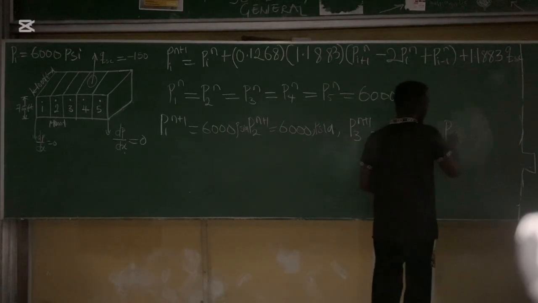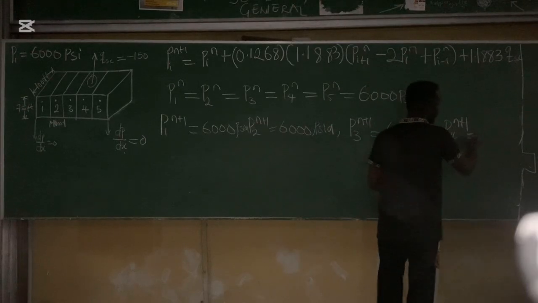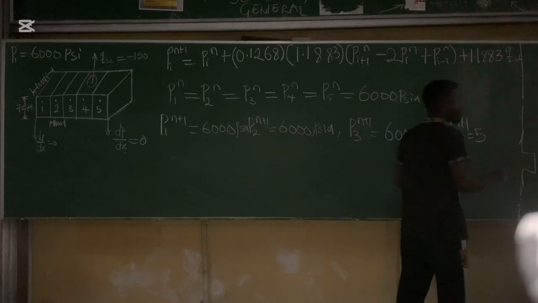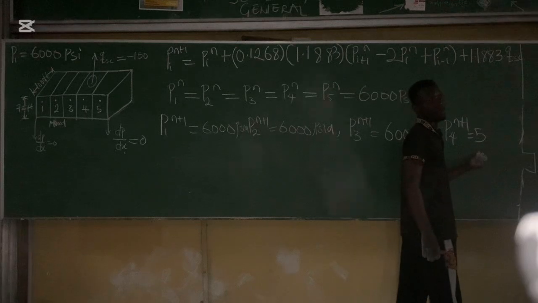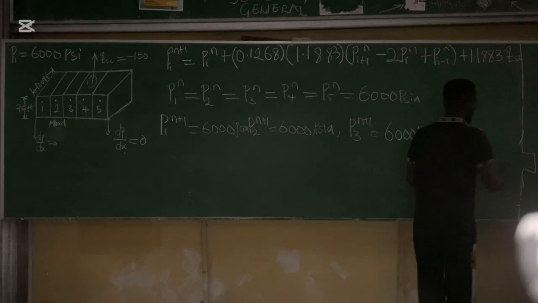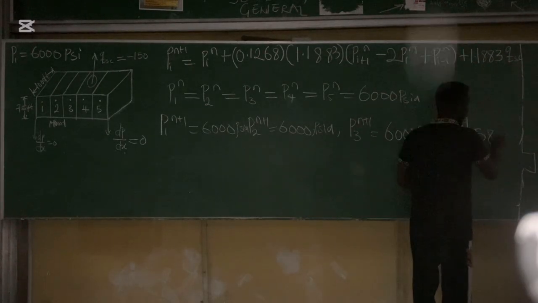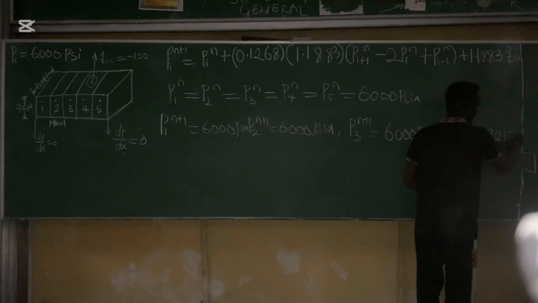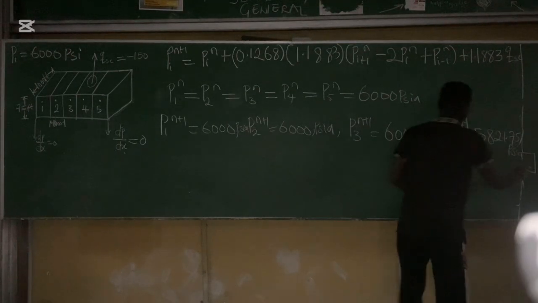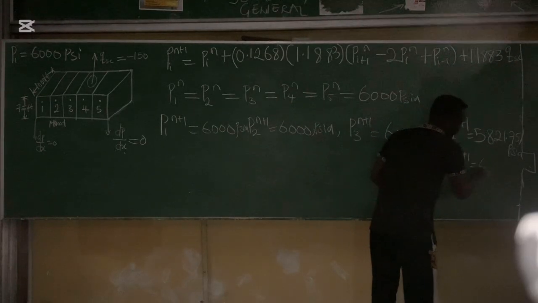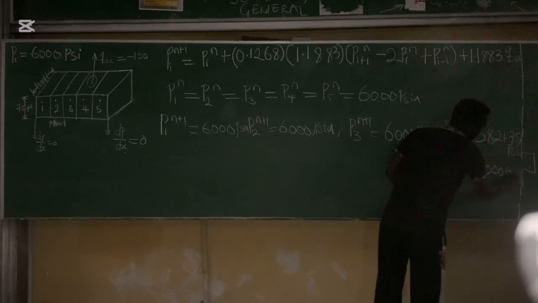Our P4n plus 1 is also equal to 5 what? What is the value here? 5821.75 PSIA. And also our P5n plus 1 is equal to 6,000 PSIA.